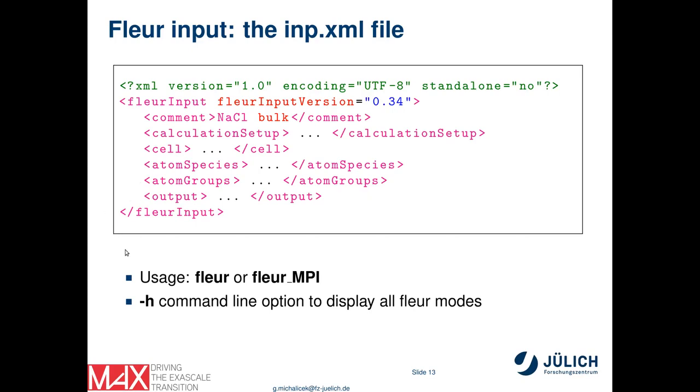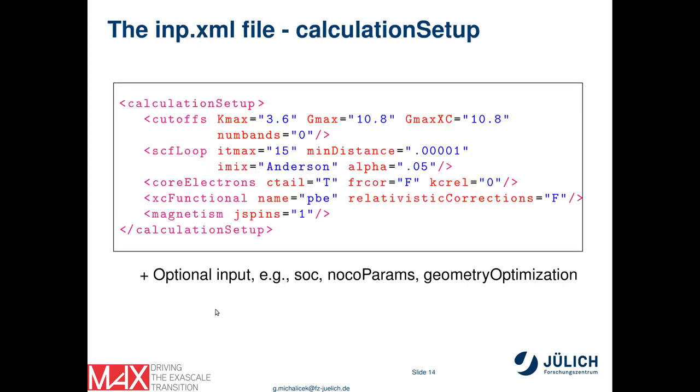And if we want to start FLEUR with this, then we just have to invoke FLEUR or FLEUR_MPI, depending on what executable you actually have. And of course, if you start FLEUR with the command line option -h, you will also see a display of all the options that there are.